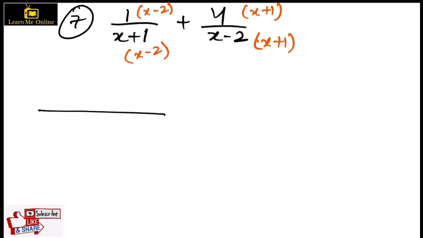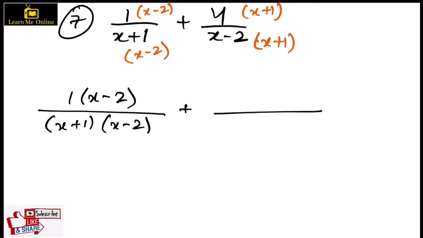Once you do that, you're going to write down the denominators. With the first fraction, you see that you're having two denominators. One is (x + 1), another is (x - 2). On the top you're having 1 times (x - 2). There's a plus sign in between. Now we're going to write down the denominator of the second fraction, where the first bracket is (x + 1), the other bracket is (x - 2), and in the numerator, we're having 4 times (x + 1).